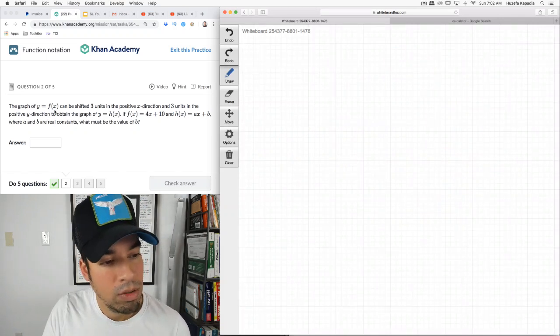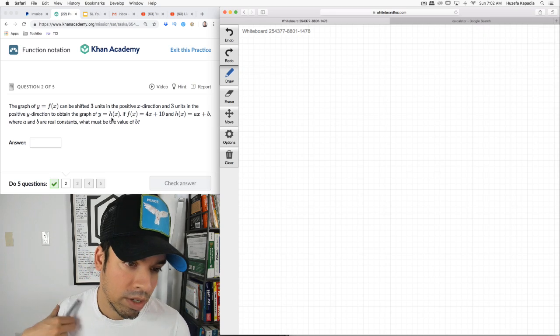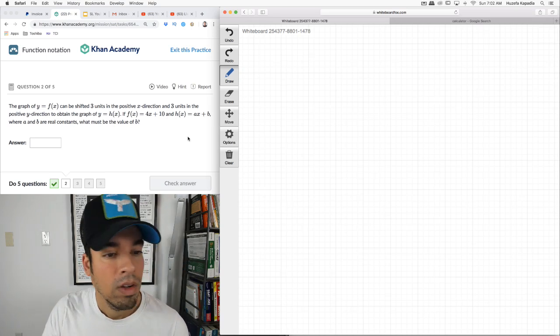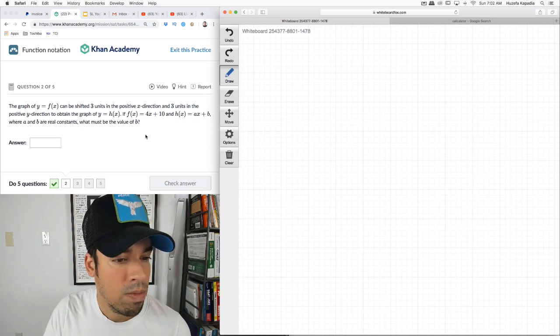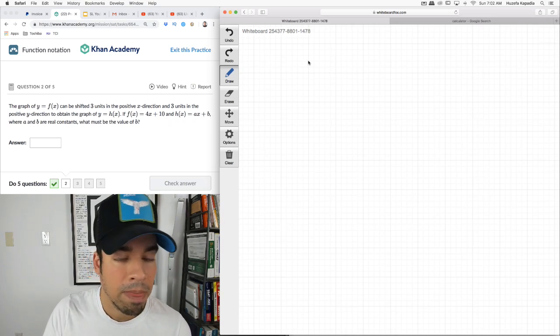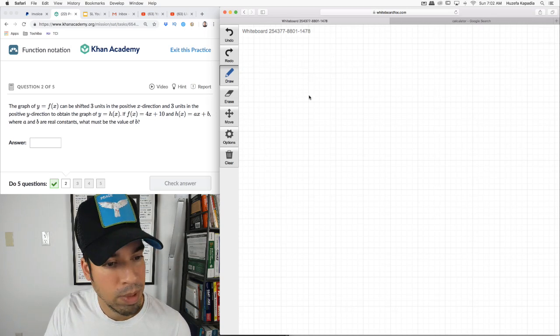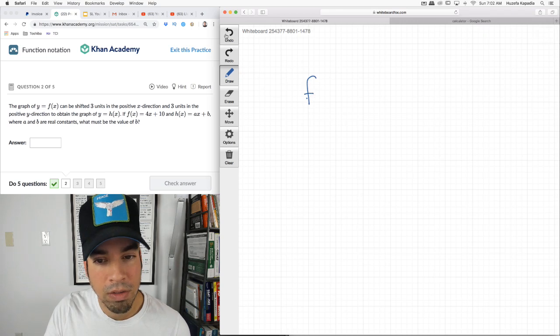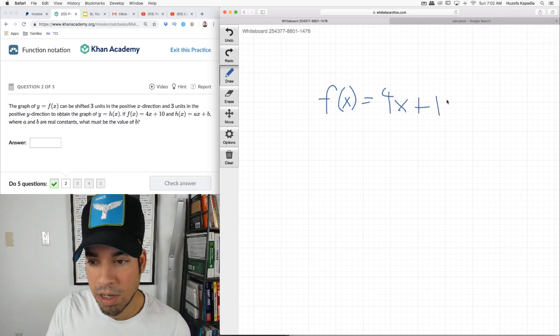The graph of y equals f of x can be shifted 3 units in the positive x direction and 3 units in the positive y direction to obtain the graph y equals h of x. If f of x equals 4x plus 10 and h of x equals this, what must the value of a and b be? All right, so check this out. This requires you to know a little bit about transformations, and I can explain it as follows. We're taking our original function, f of x equals 4x plus 10.